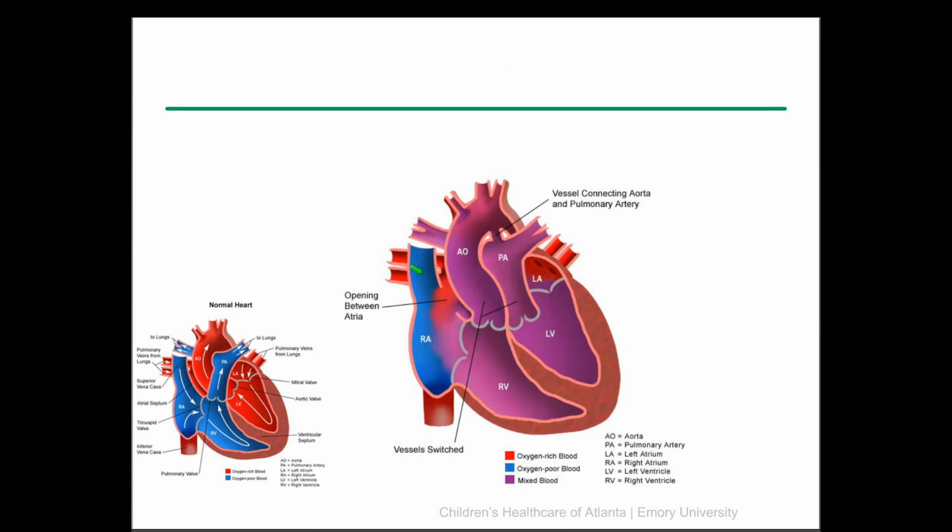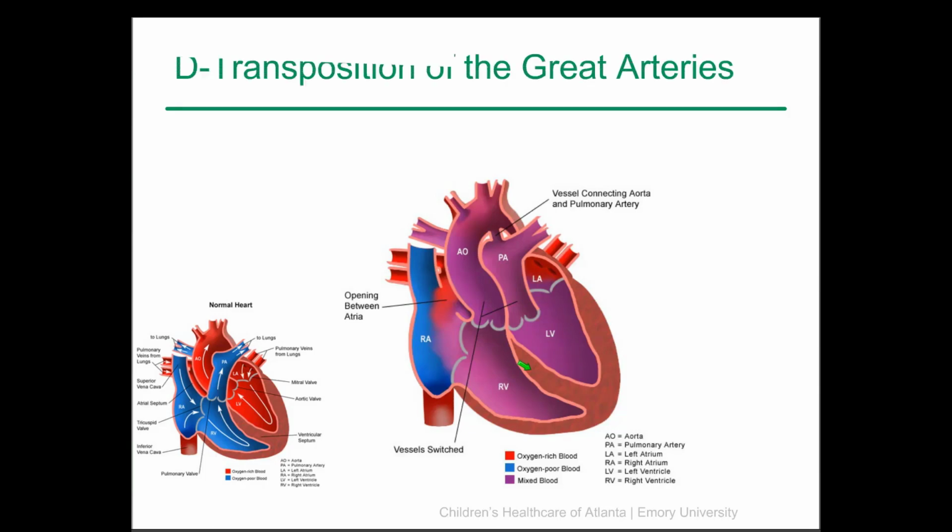All right, following the blood here, SVC, IVC to the right atrium, goes to the tricuspid valve to the right ventricle, out the right ventricle to the aorta? That's not right. All right. Well, let's try the left side. Pulmonary blood flow, pulmonary veins, left atrium, left ventricle, out to the pulmonary artery, and then pulmonary veins, left atrium, left ventricle. That's not right. So what we have here is D-transposition of great arteries. When people say transposition of great arteries, this is the one they typically mean. And there's D and then there's L.